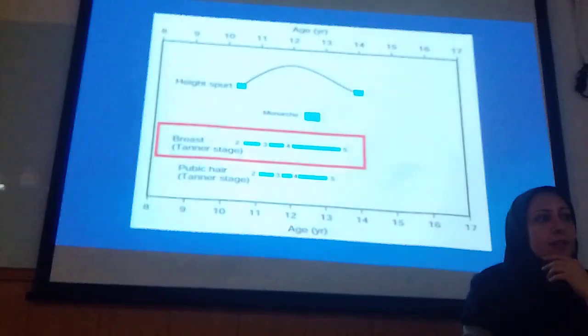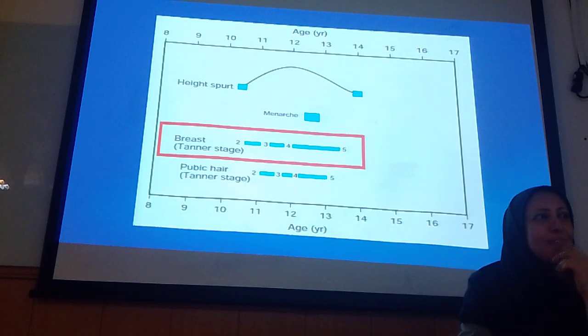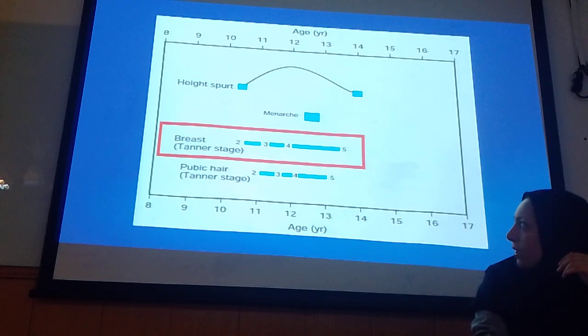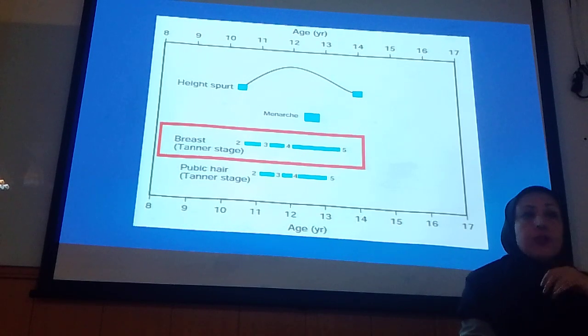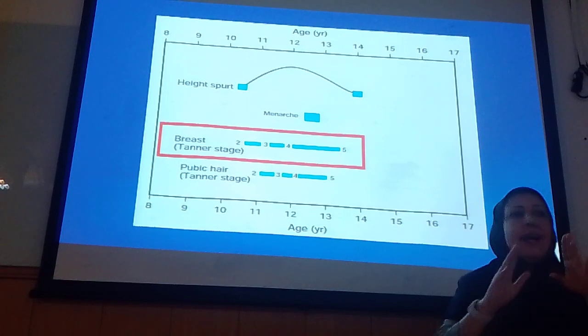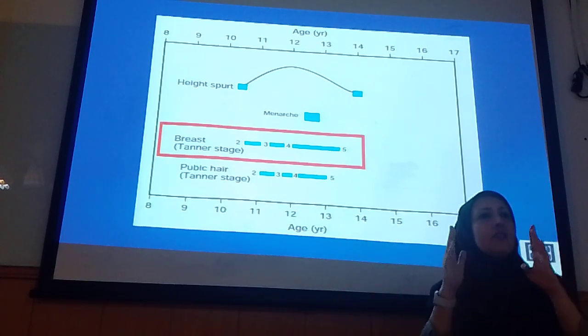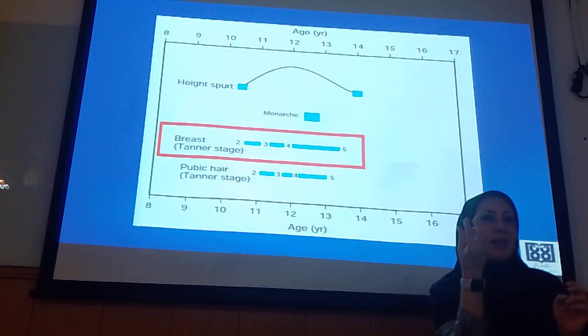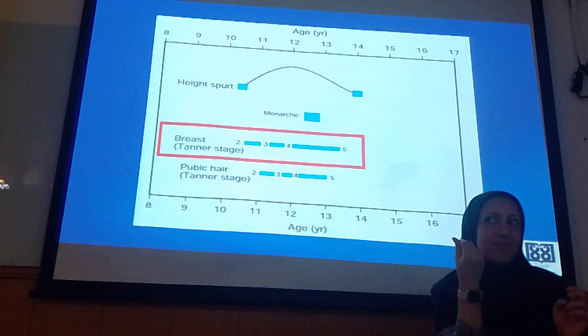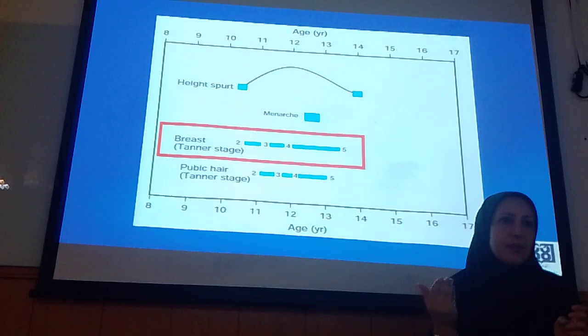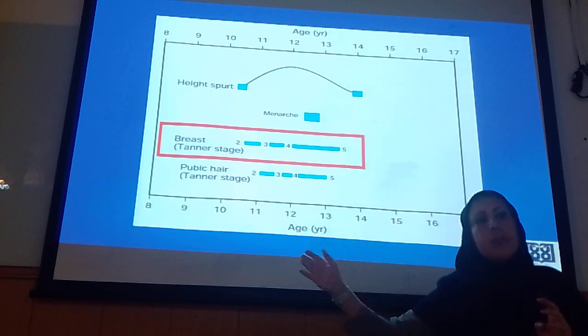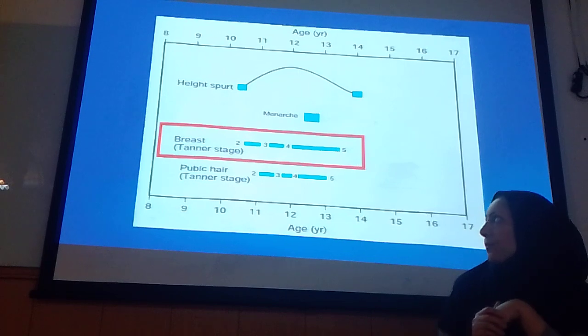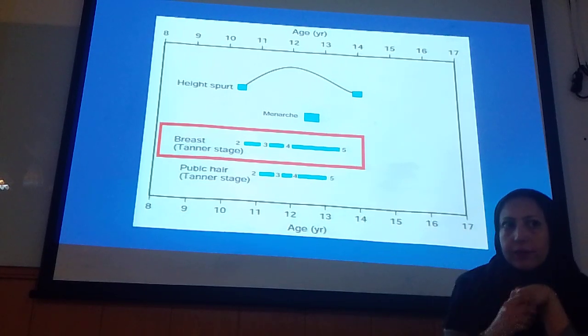Ma'am, what is meant by the height spurt? I'll tell you in another slide. And what is Tanner stage? The breast development has a staging. One staging is the Tanner stage. The first breast change is a Tanner stage. They have stages, that is right, Tanner stage. The first change in the breast.